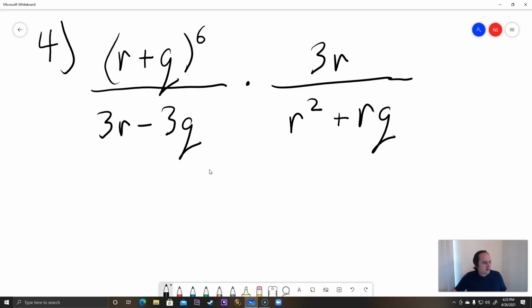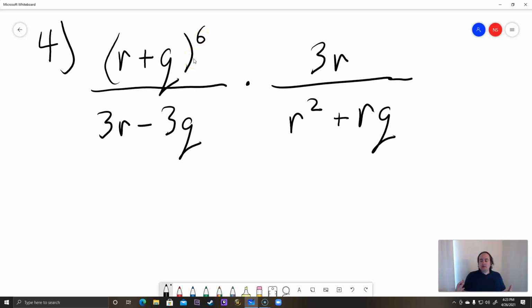So what's harder about this one is there's just more going on. There's powers, there's this r plus q to the 6. A lot of people wouldn't be sure what to do here. Now one thing you wouldn't want to do is multiply out r plus q to the 6, and you're not allowed to distribute the 6th power. There's no rule that says you can distribute a power when it has more than one term.